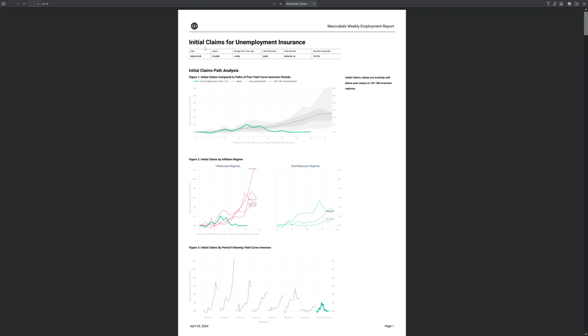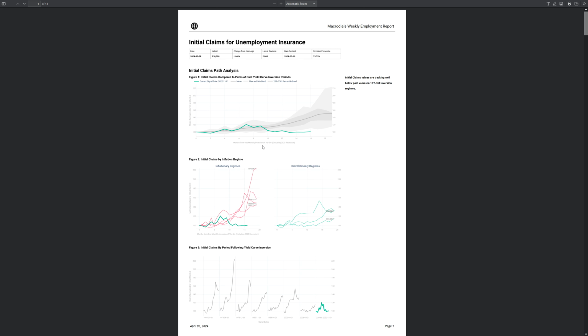The report summary tables provide a concise overview of essential metrics related to the latest release of a given employment data point. These metrics include the most recent release number, the year-over-year change, the latest revision, and the date that was revised, and finally the percentile rank of the revision relative to the prevailing economic regime, as determined by our macro composite model. The path analysis charts illustrate how specific employment data has evolved following a trigger event, such as the onset of a yield curve inversion.